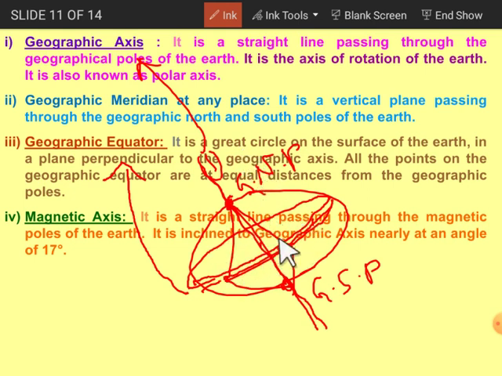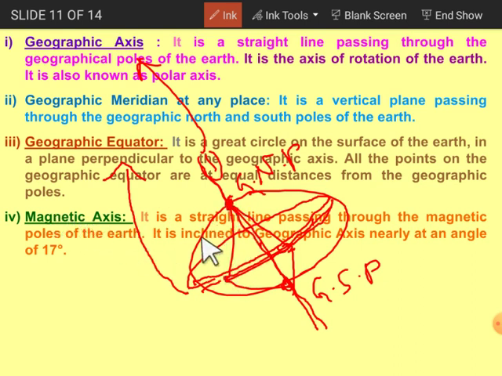And the plane of this equator must be perpendicular to this geographic axis. Now a plane perpendicular to this geographic axis at a point, that plane we call the geographic meridian. When you say meridian, you have to always remember a vertical plane parallel to the geographic axis; we call that the geographic meridian. And now let's go to the magnetic axis.